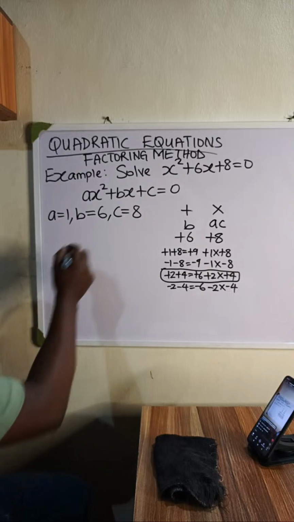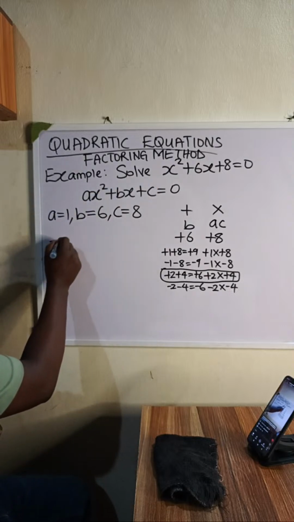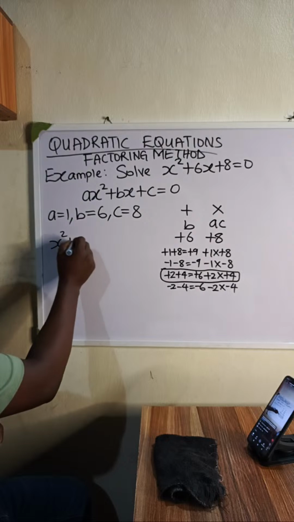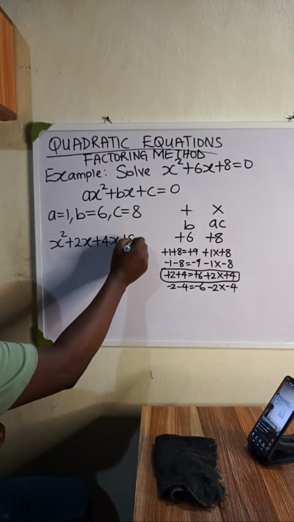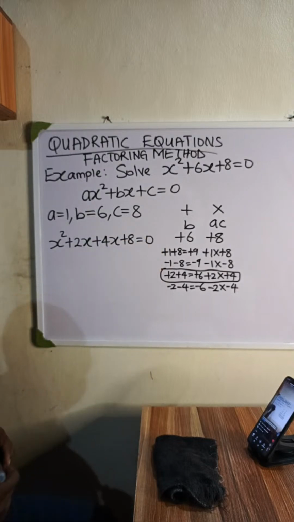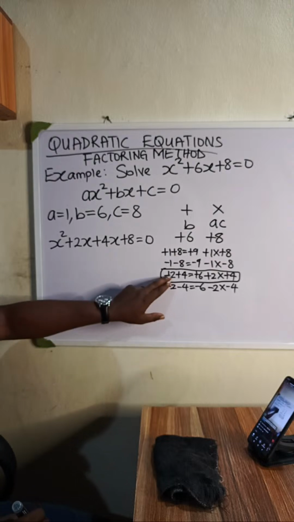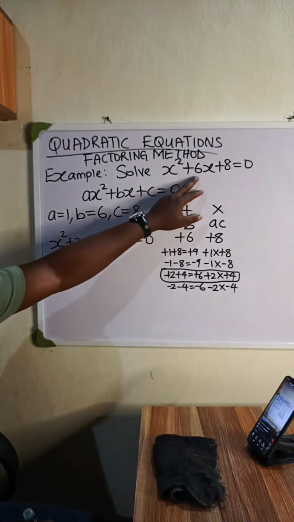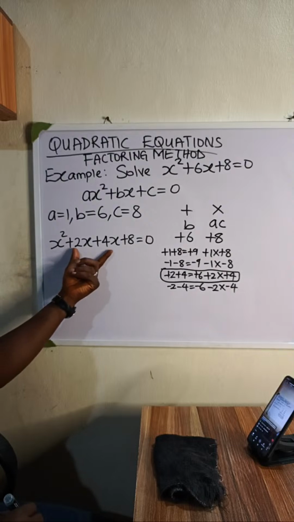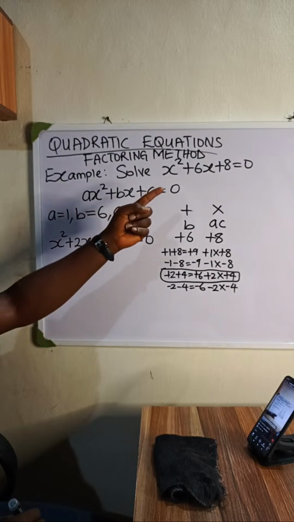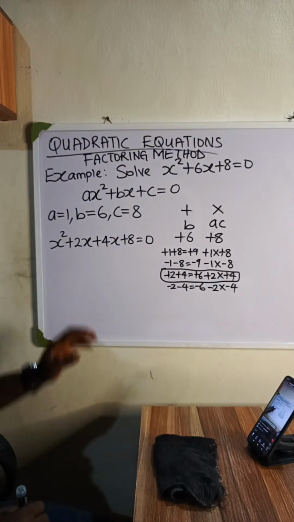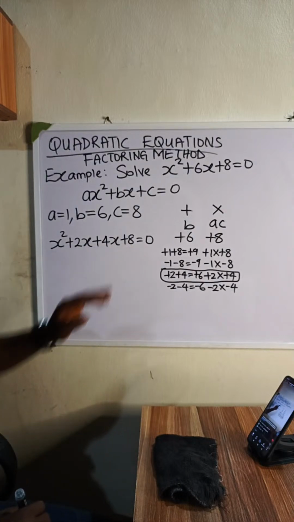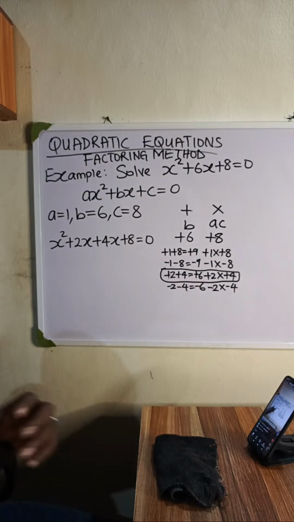Okay, so this will give us x squared plus 2x plus 4x plus 8 is equal to 0. We have used these two to replace 6x. So instead of having plus 6x here, we have plus 2x plus 4x. So now we have 4 sets of values. Therefore, we can factorize by grouping.